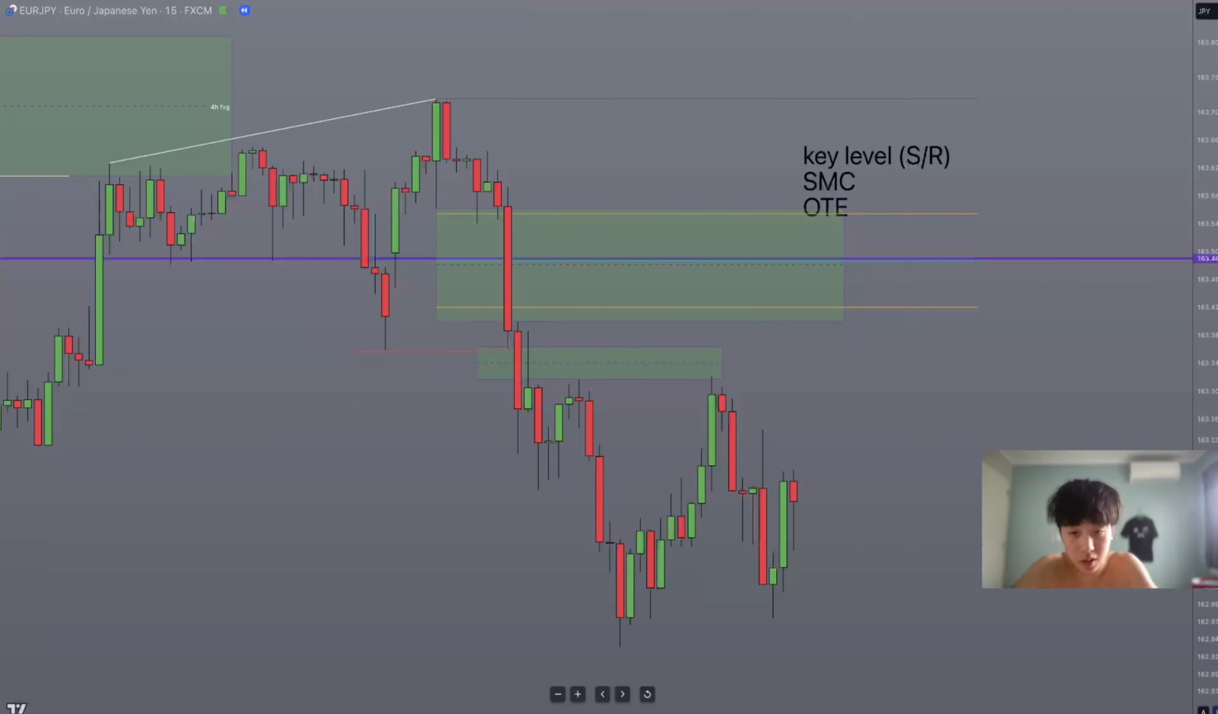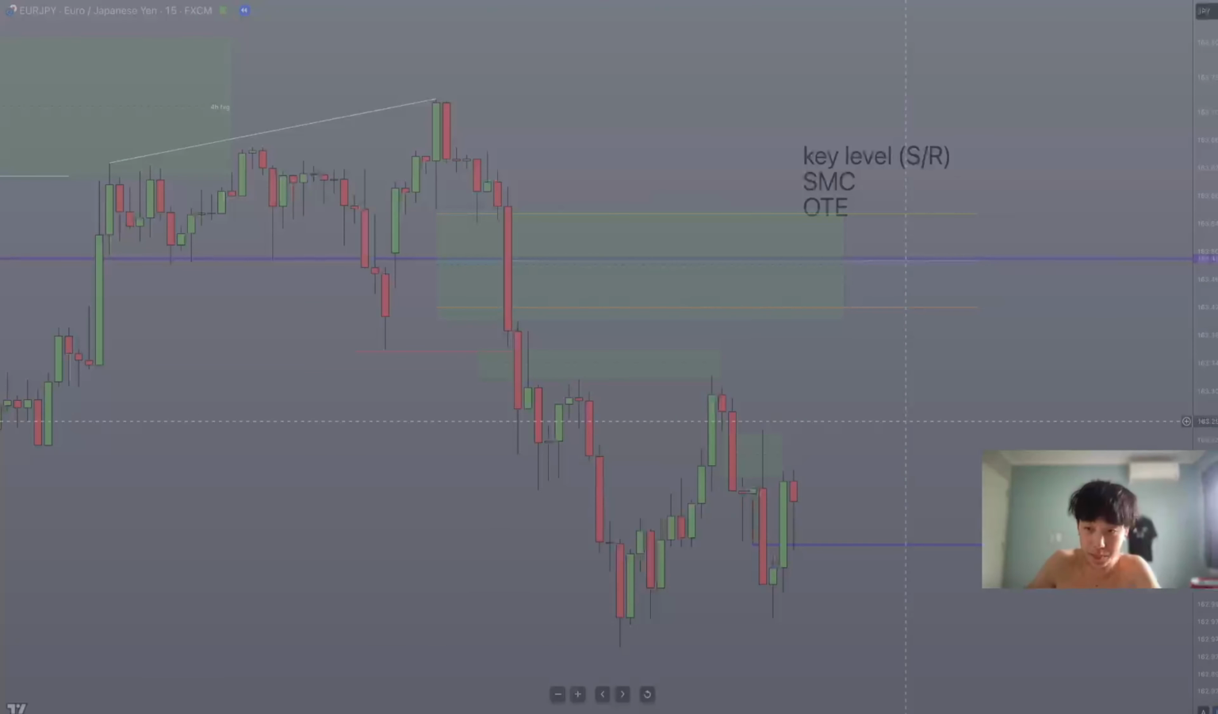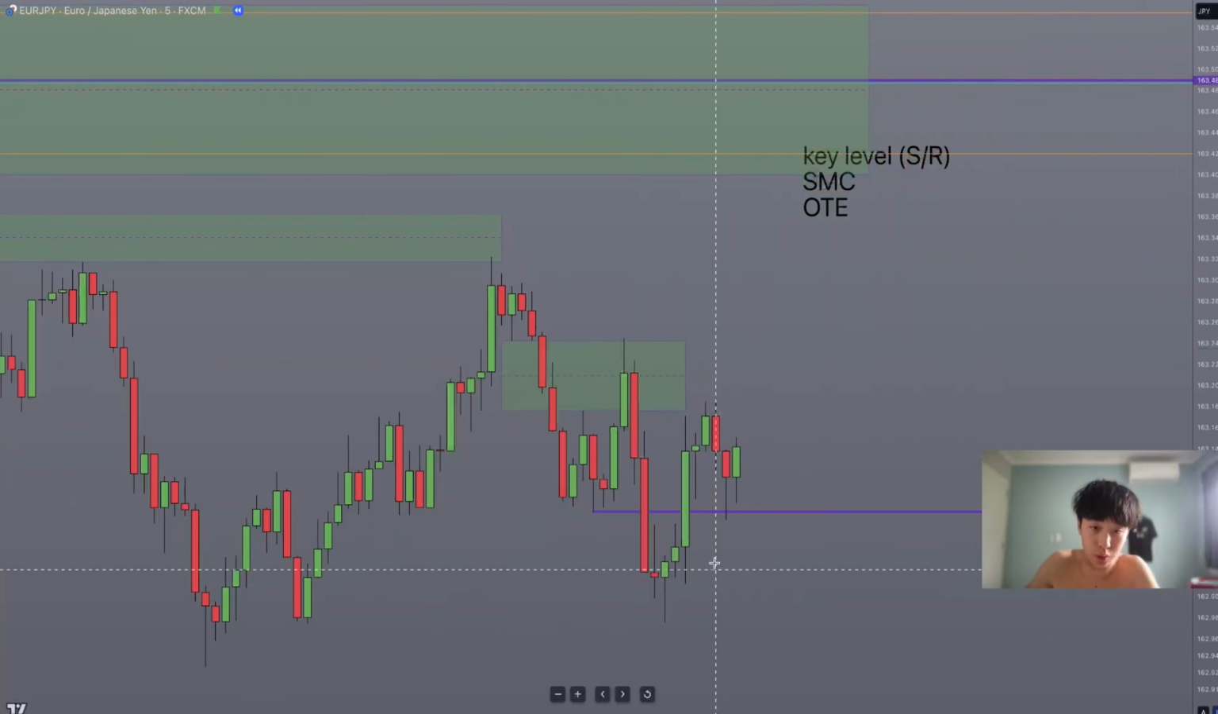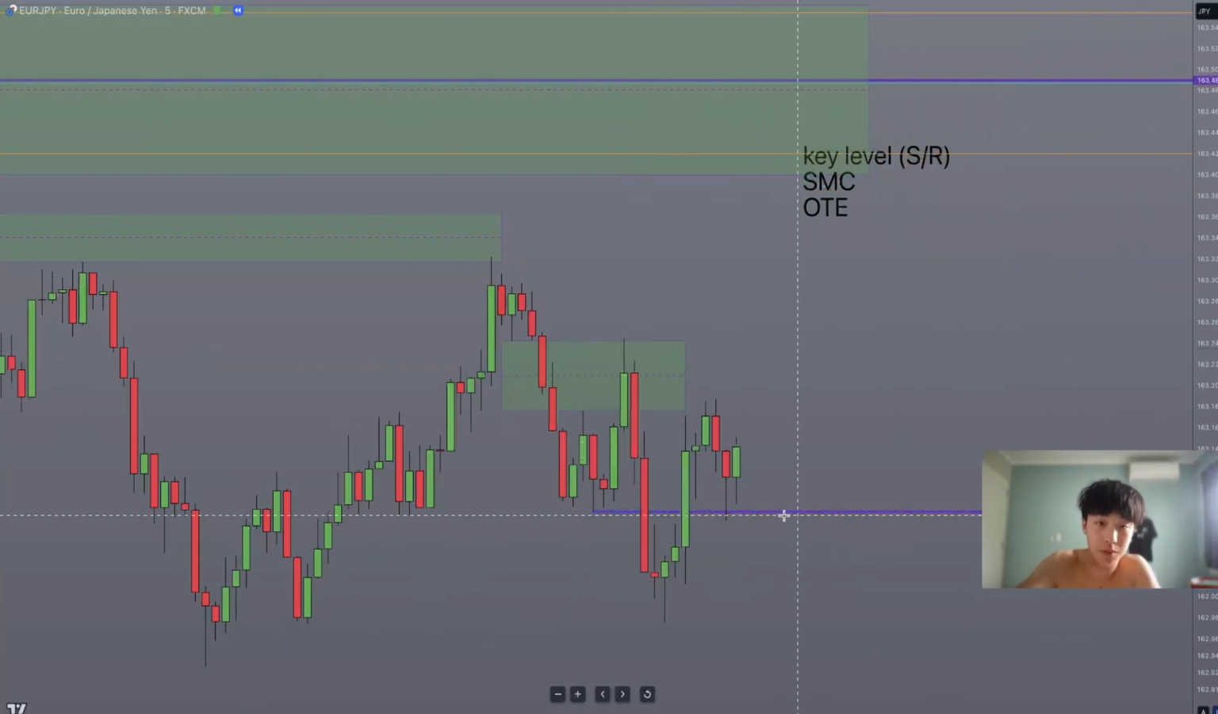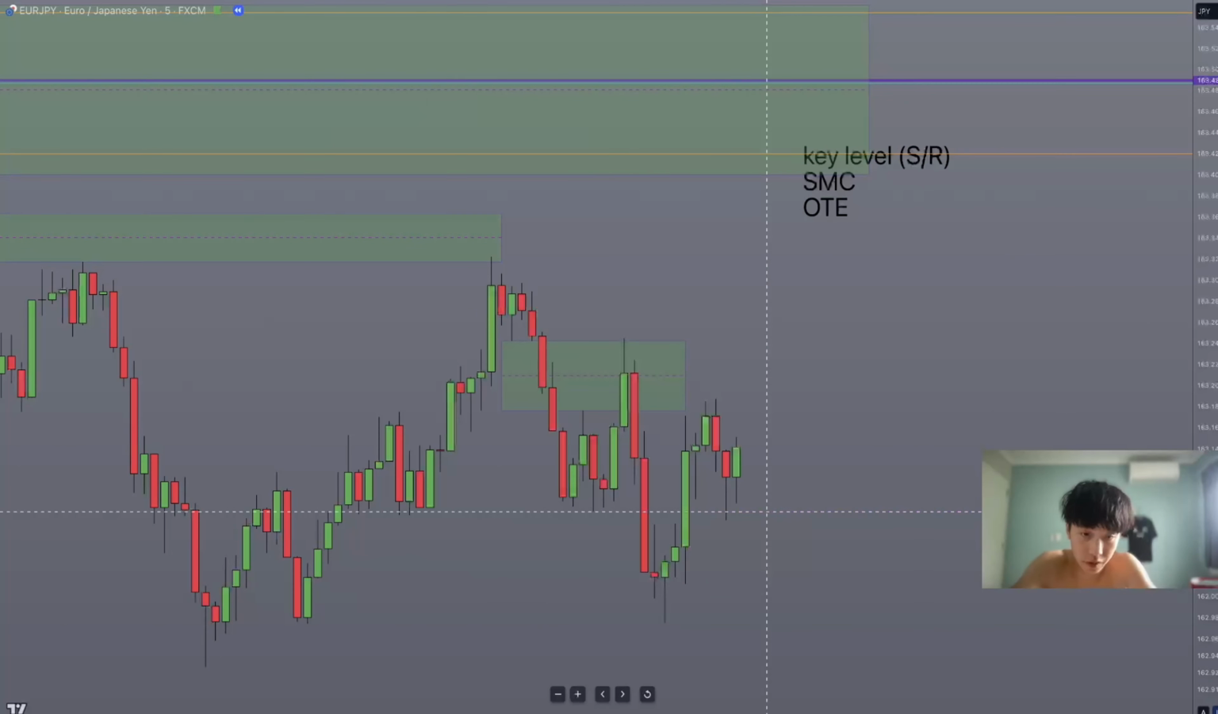Would I enter here? You possibly could, because you get a 15-minute break right here. And then straight after you break to the downside, you tap into that 15-minute fair value gap. Let's see what happened if you would have entered. You get another 5-minute fair value gap. What do you want to look for? You want to look for that 1 minute break, 1 minute fair value gap.